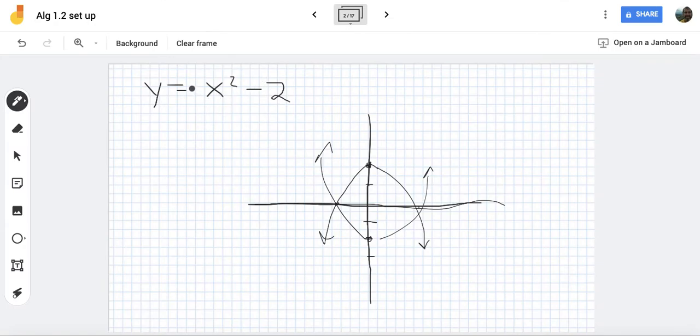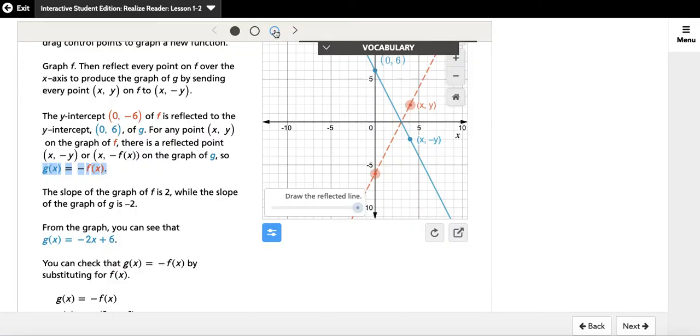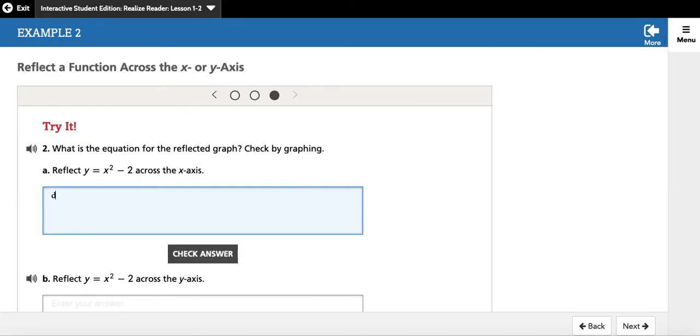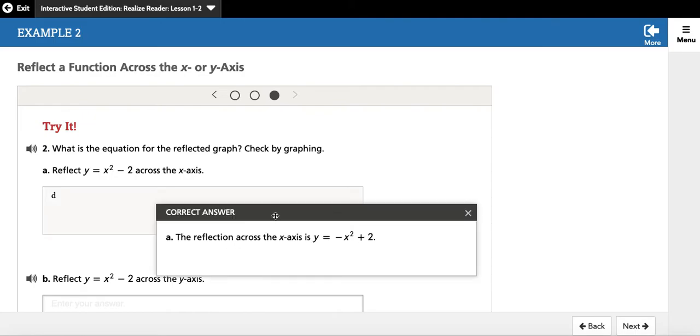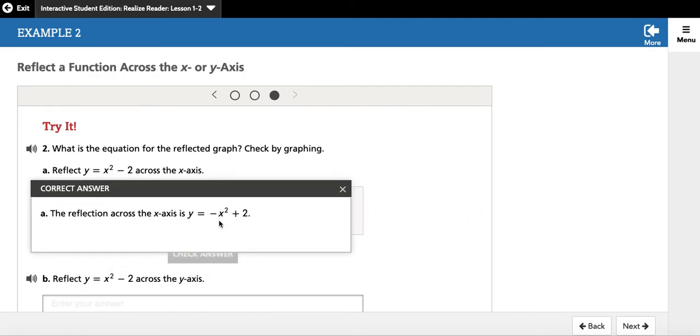I'm going to go the opposite of x squared, and I'm going to go the opposite of negative 2. Here's my equation. Because that's when it's a reflection about the x-axis, you just negate everything in the original. Let's see what they wrote. Y equals negative x squared plus 2.